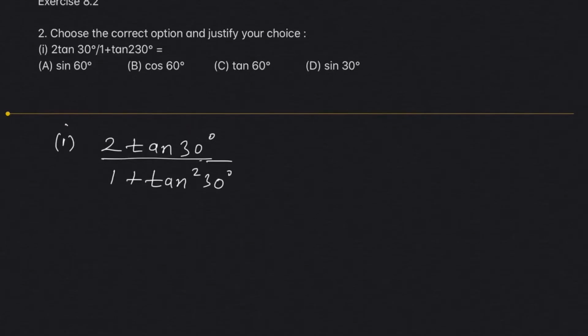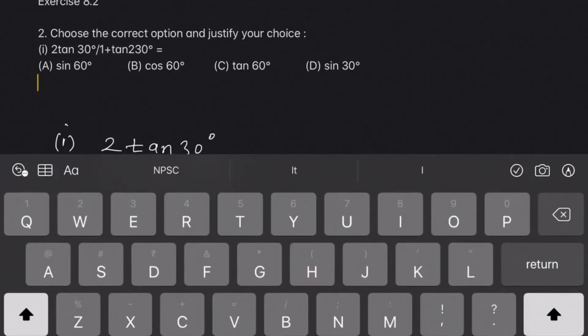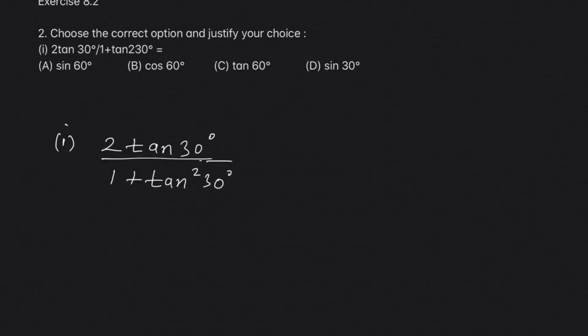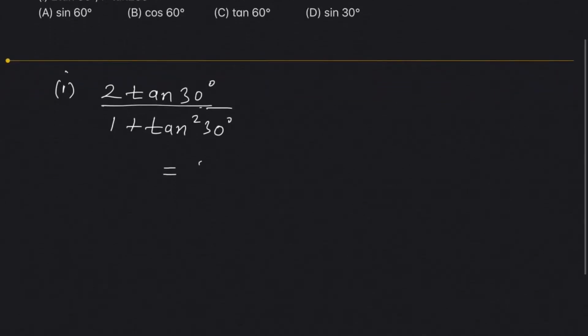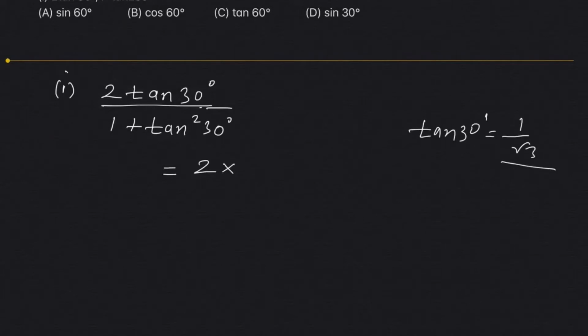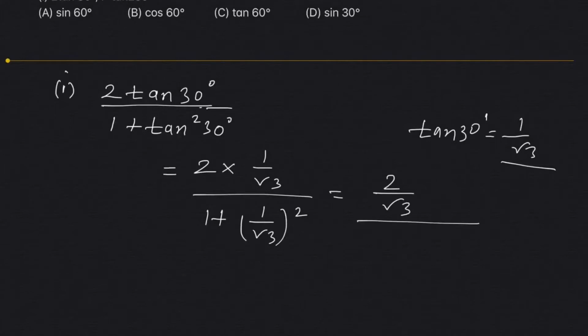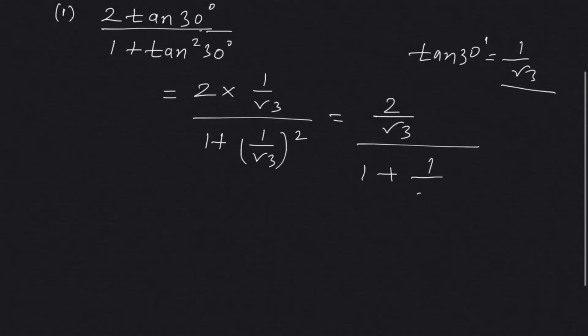They've given us 4 options. So from the 4 options, which one is the correct one? Okay, so we just solve. This is equal to 2 into tan 30 degree. Remember, what is the value of tan 30 degree? 1 by root 3, right? So 1 by root 3 divided by 1 plus tan 30 degree square, so 1 by root 3 square. So this is 2 by root 3 divided by 1 plus 1 by 3.